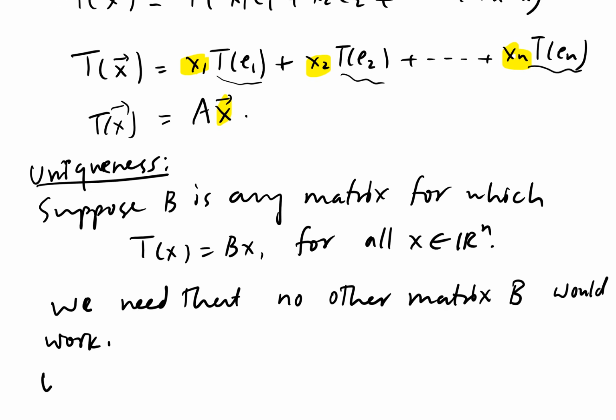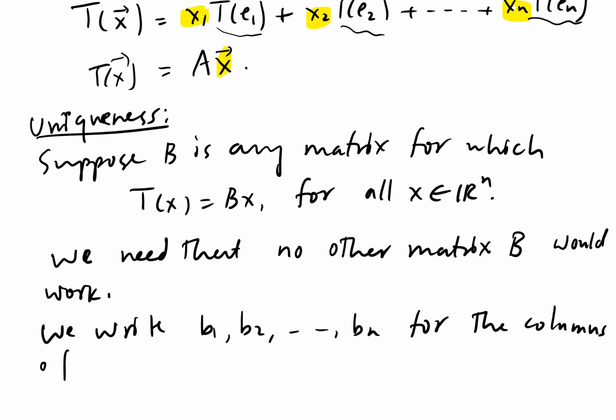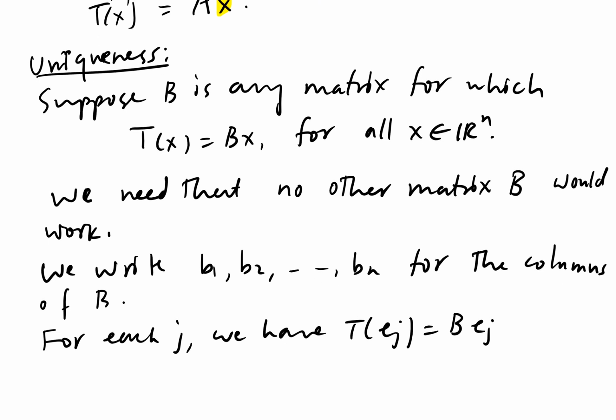So if we write B1, B2 all the way to Bn for the columns of B, then for each j we have T of Ej is B times Ej. That's a vector, Ej vector. So T of Ej, we know it's Bj. And what's Bj? It's small b times Ej. So you get the same thing.